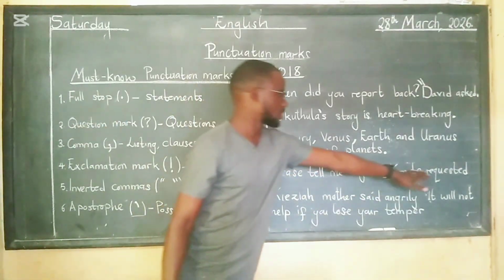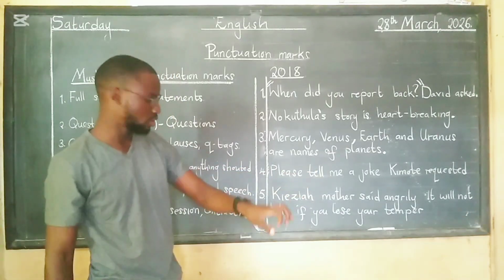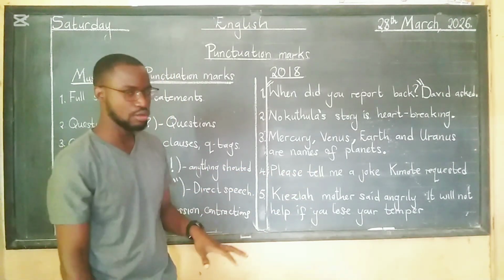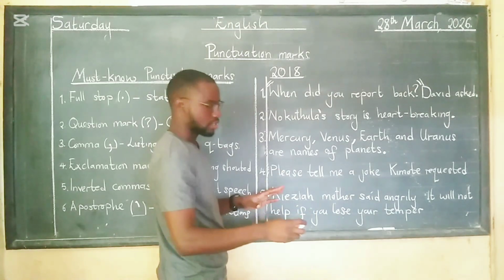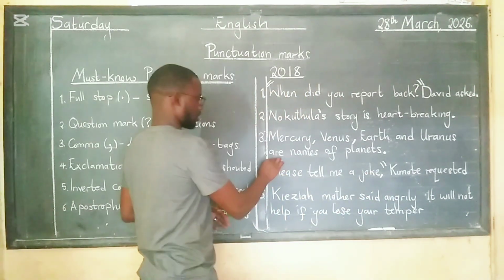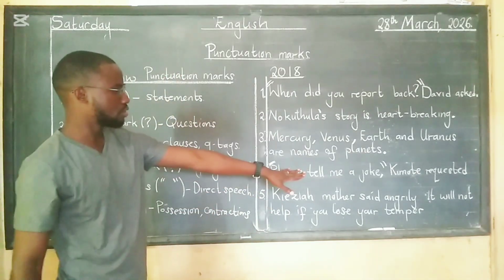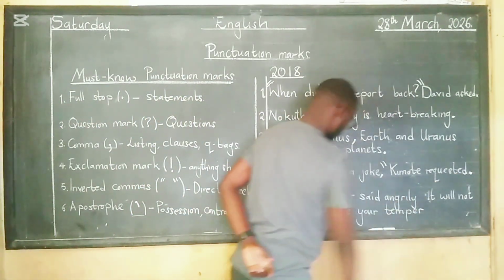Then number 4, "Please tell me a joke," Kimote requested. So Kimote said something. So to report it word for word, we use the direct speech or the inverted commas. So "please tell me a joke" is just a statement. So comma, and close it off like that. "Please tell me a joke," Kimote requested, and at the end, full stop.